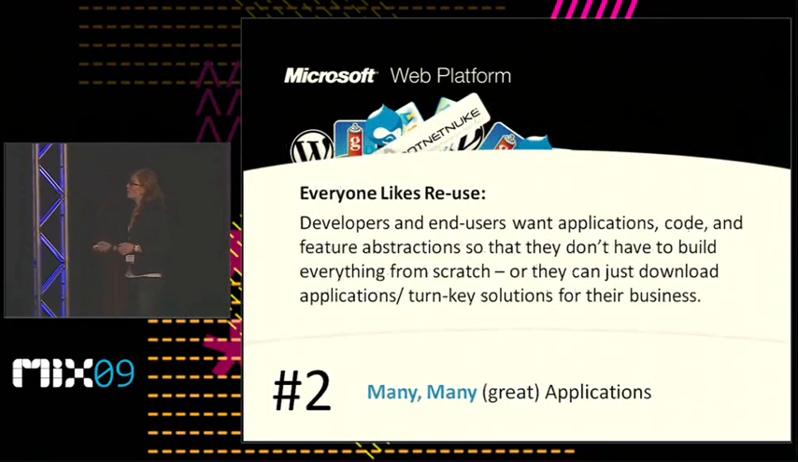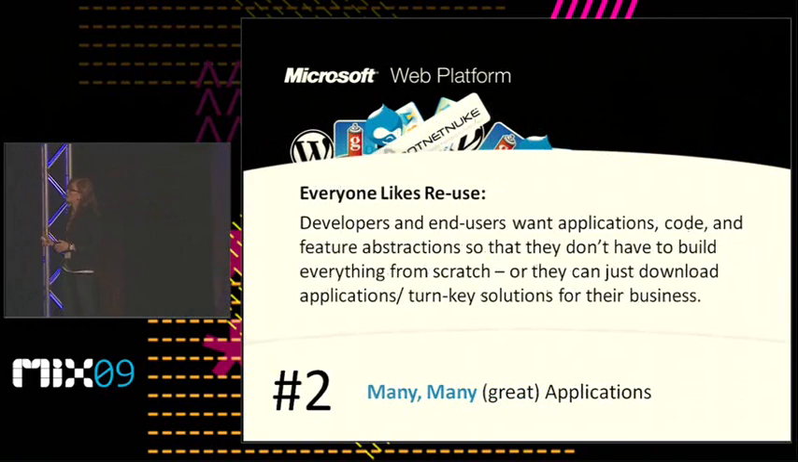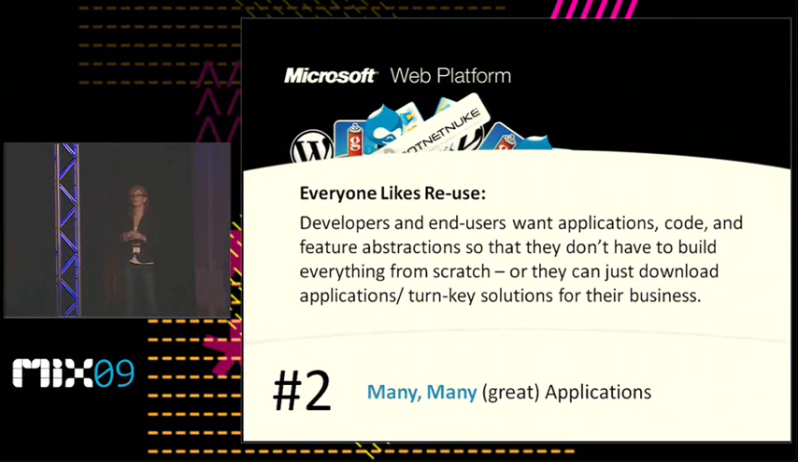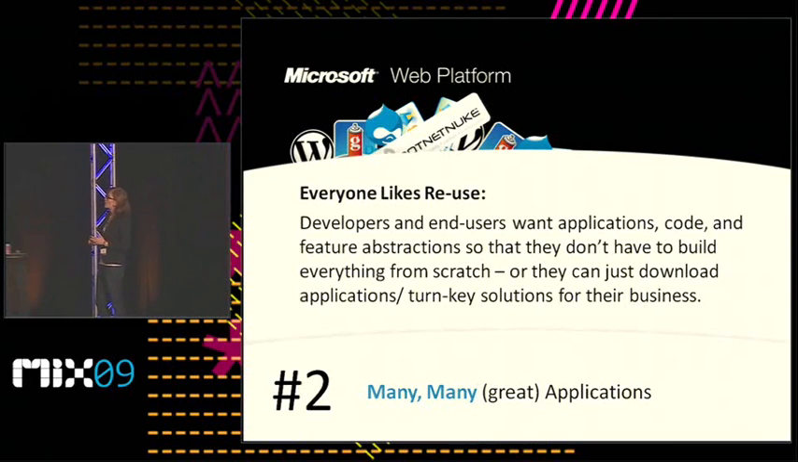Going on to the next pillar, many, many great applications. Like I said earlier, people like reuse. People like building blocks. People don't want to build things from scratch anymore, and they don't need to because there's these great applications out there. So people want these apps. They want the code. They want the feature abstraction, so they don't have to build everything from the bottom up. They can just download the apps or the turnkey solutions for their business and run.